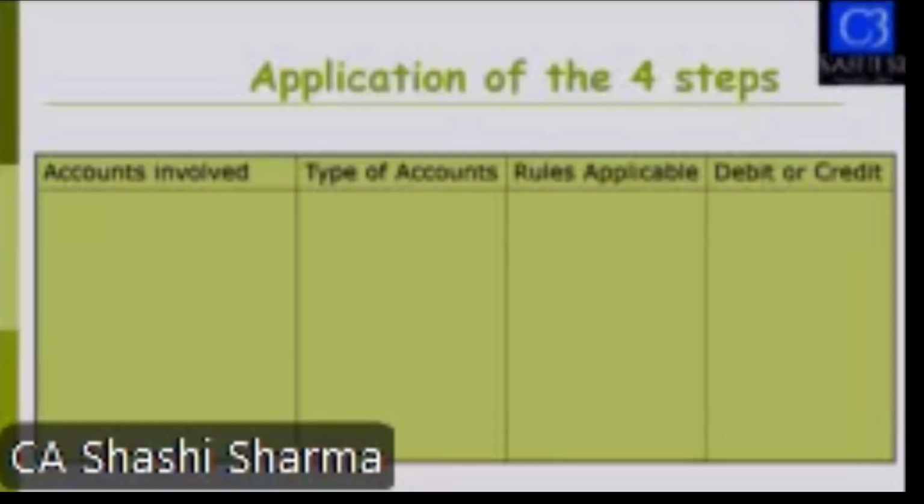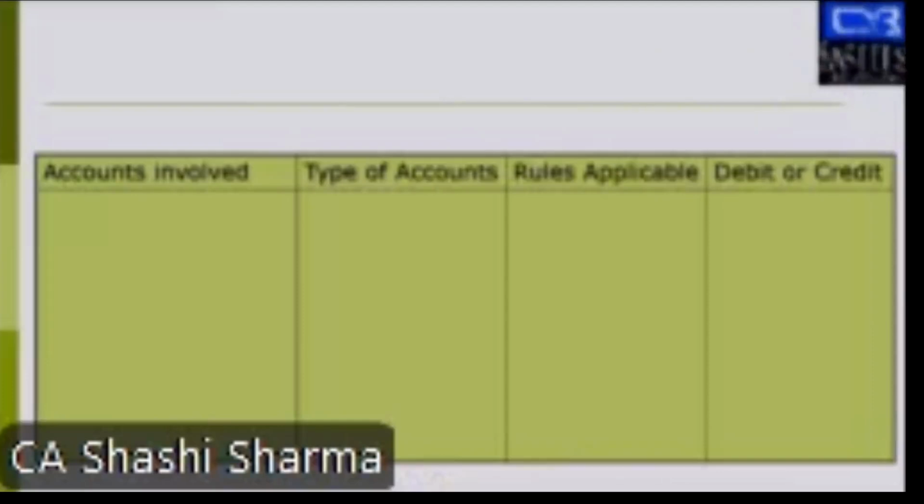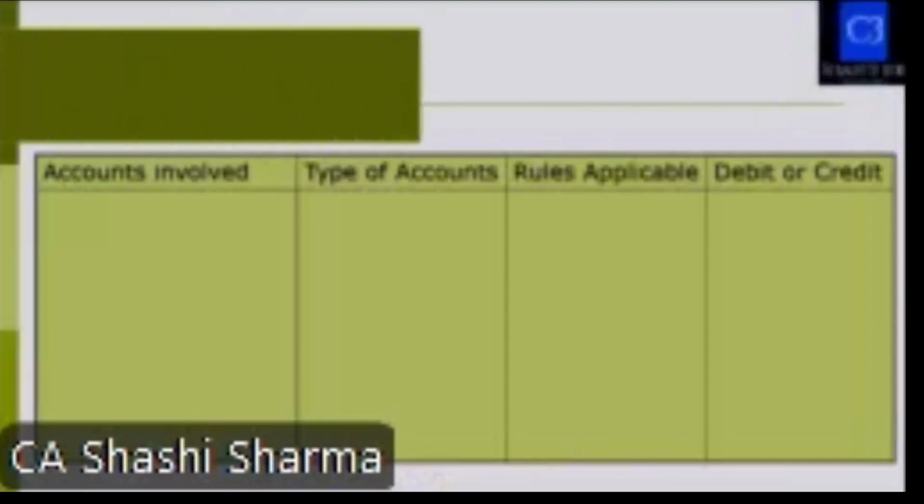So first step, decide about the accounts involved. Second one, type of account. Third one, fix the rules applicable. Then debit or credit. So let's take some transactions.